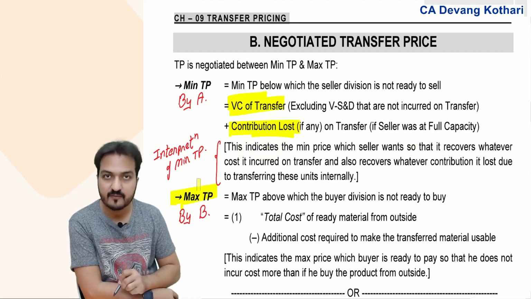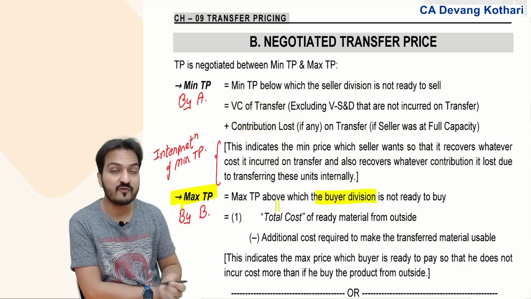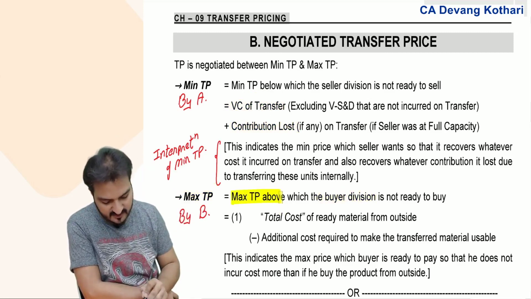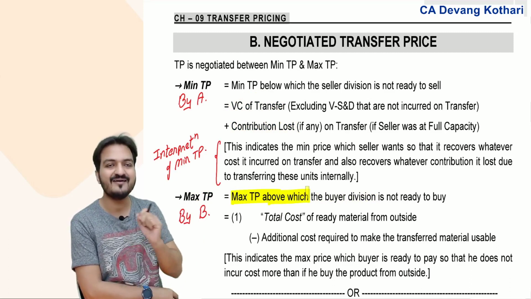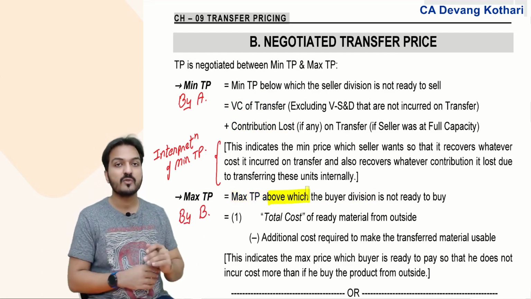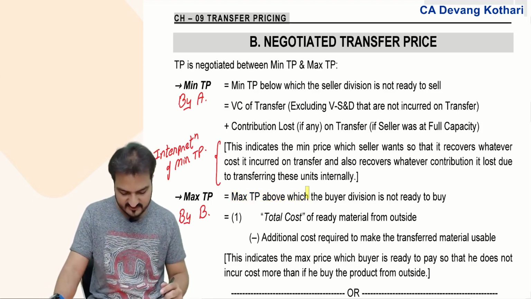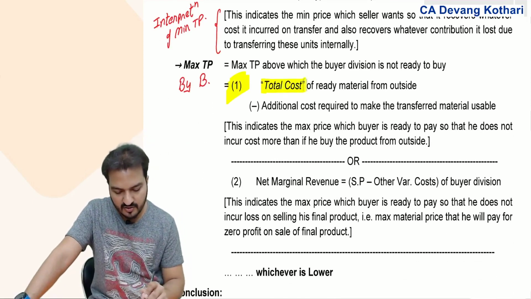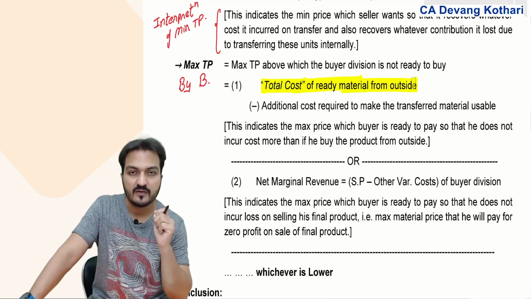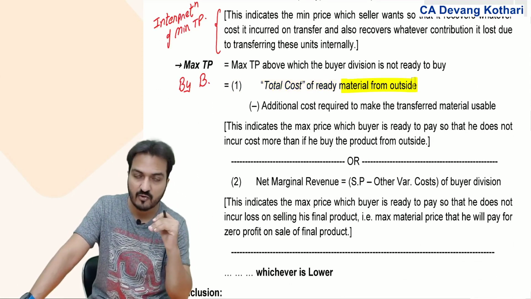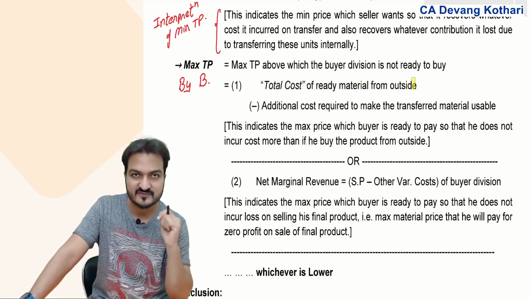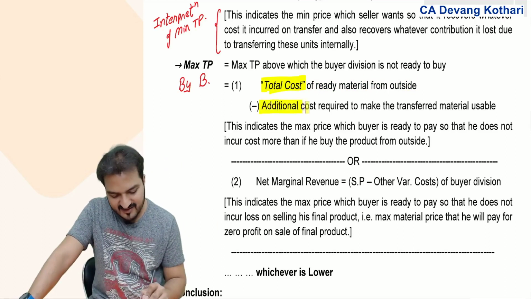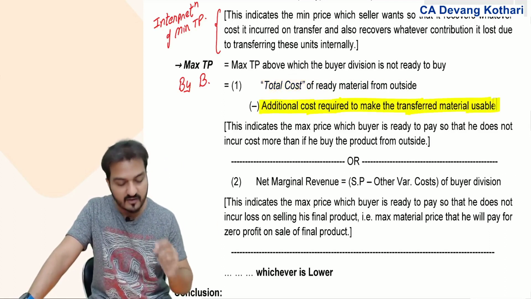Done. Maximum TP is decided by the buyer division. And for maximum TP, there are two rules that I give you here. Maximum TP is the transfer price above which the buyer division is not ready to pay. Well, how will the buyer division decide that? Two methods here. Look, method 1. Buyer division will calculate the total cost of ready material from outside. He will calculate that if this material is purchased from outside, then what is the total cost of that ready material minus the additional cost incurred to make transferred material usable.